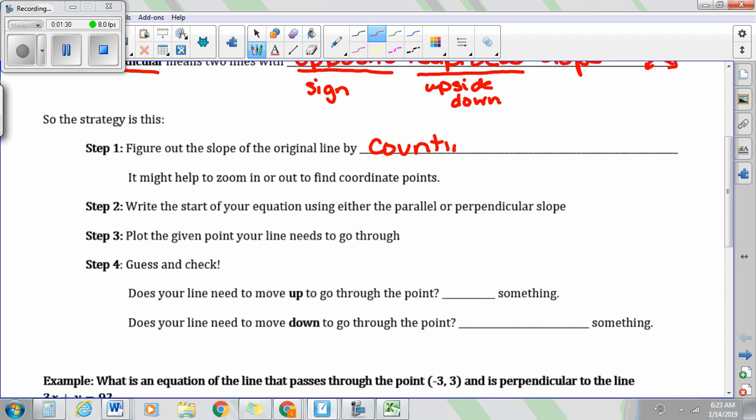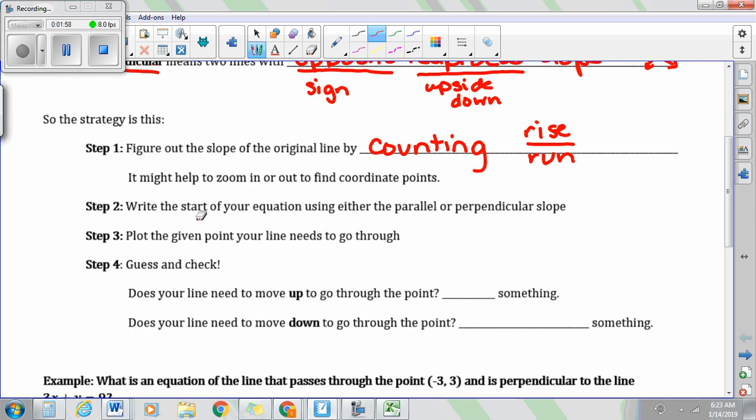And remember that slope on Desmos is rise over run. So you're going to count how far up and how far over you need to go. So this is a Desmos. This is why you need Desmos so much. As a reminder, it might help to zoom in or out to find coordinate points. Sometimes if you're really far zoomed out, you can't see where it crosses exactly. And if you zoom in, those will be easier to see.